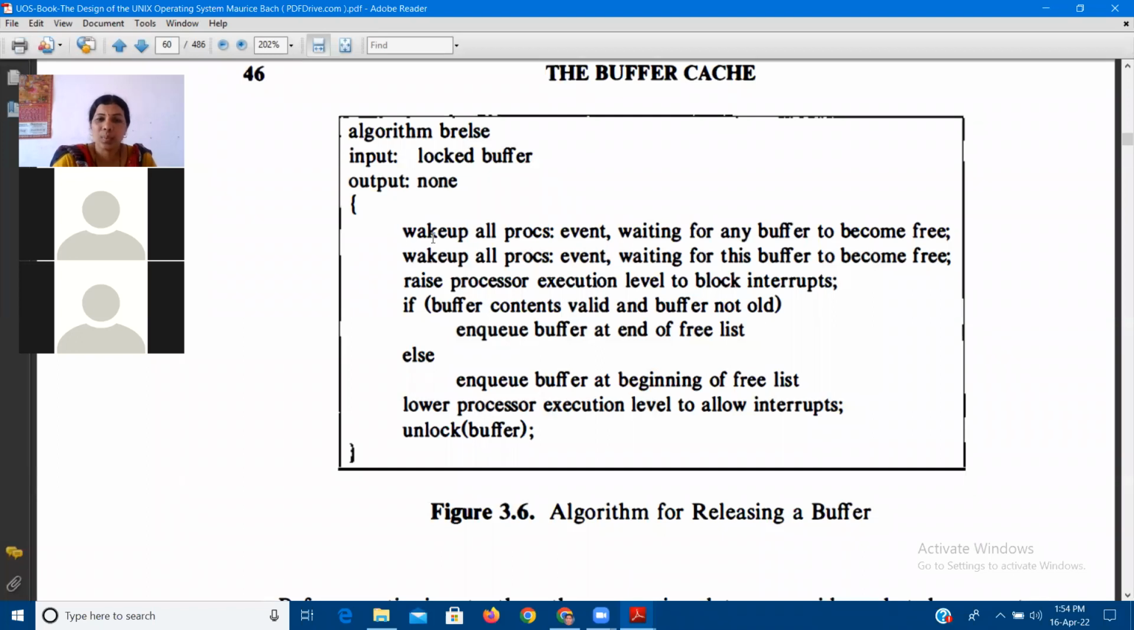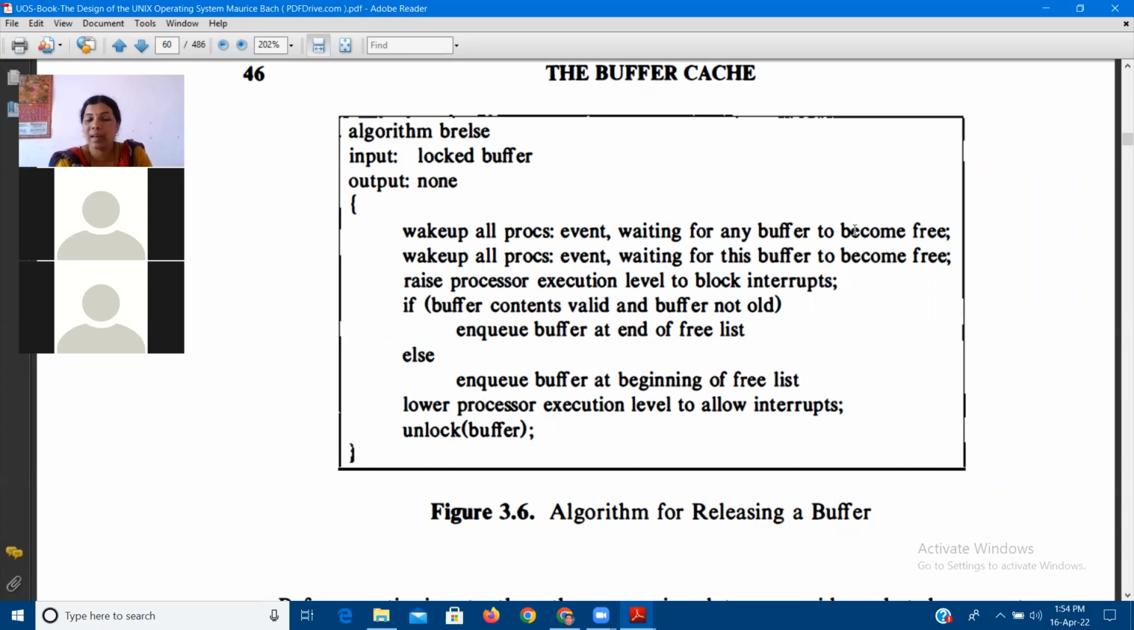Okay, so two types of processes are there. One group of processes is waiting for any buffer to become free. There is a set of processes waiting for any buffer to become free. Another set of processes are waiting for this particular buffer to become free. Some processes need only a particular buffer, for example buffer number 99; they want only 99. So if 99 is busy, such processes are just waiting for that 99.